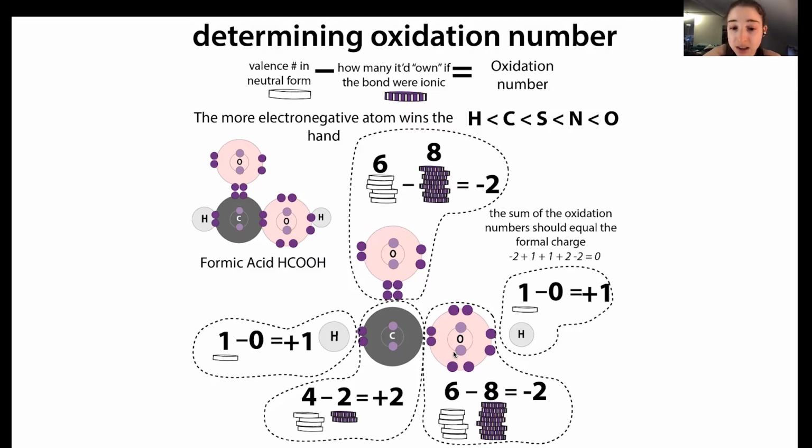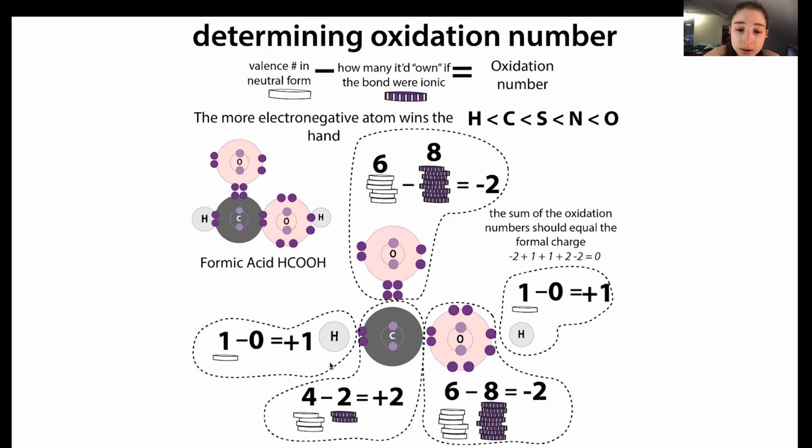Okay, what about this other oxygen? It is bound by a single bond to a carbon, so there are 2 electrons in this bond. Oxygen is still more electronegative than carbon, so this oxygen is going to keep both of these. What about with hydrogen? Oxygen is more electronegative than hydrogen, so it's going to keep 1. And so this oxygen is also going to have an oxidation number of -2.